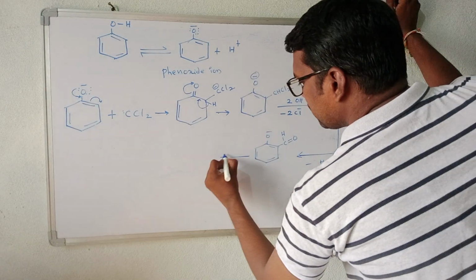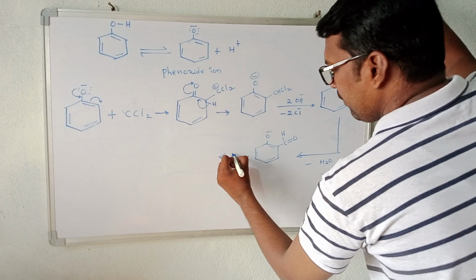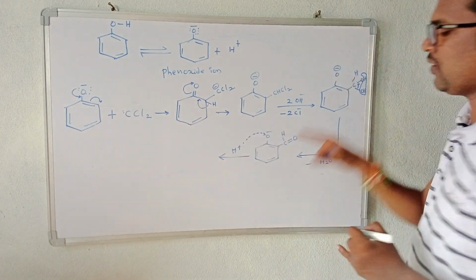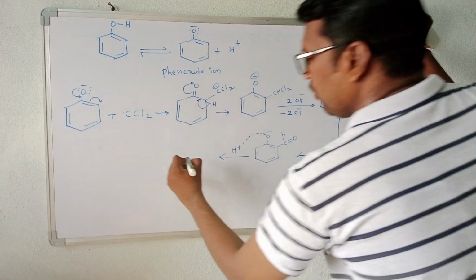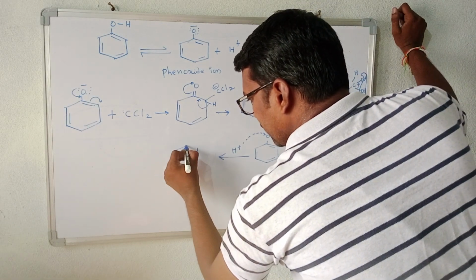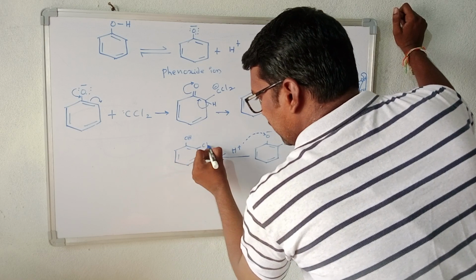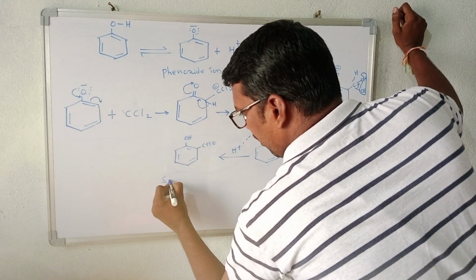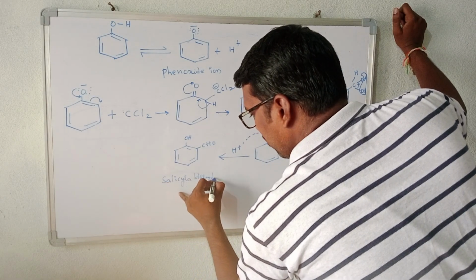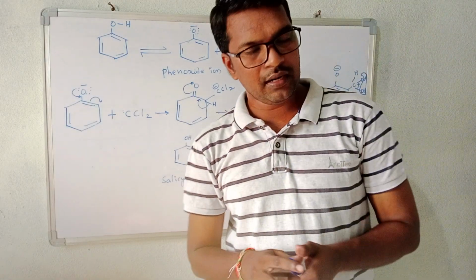After this, the O minus reacts with H plus, which was released in the first step. This H plus can again react with this oxygen O minus. Now this O minus is converted into OH. So the final product is formed like this: OH is present and CHO is present. It is nothing but ortho-hydroxybenzaldehyde, which is called salicylaldehyde. It is the preparation of salicylaldehyde by using the Reimer Tiemann reaction.